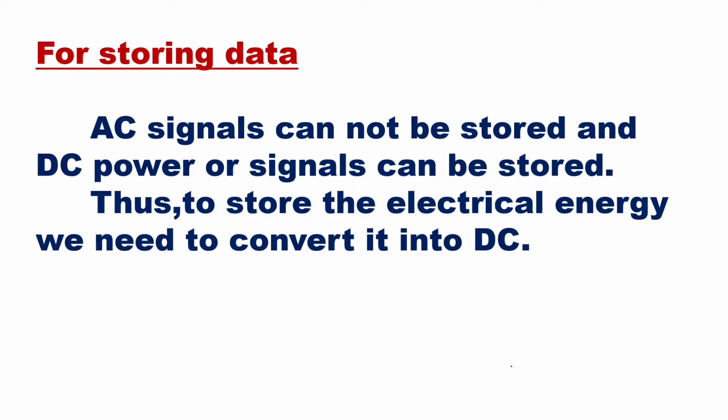Now, you always see that memory is there in most of the electronic systems. Memory is there in your mobile phone also. Memory is there in your computers also. Now, whenever data is stored into memory, it is stored into DC format. AC cannot be stored. Okay, and that is why every time we have to convert AC into DC.